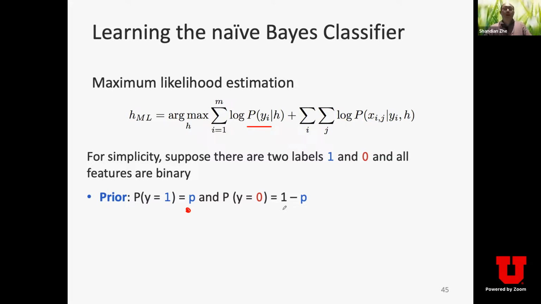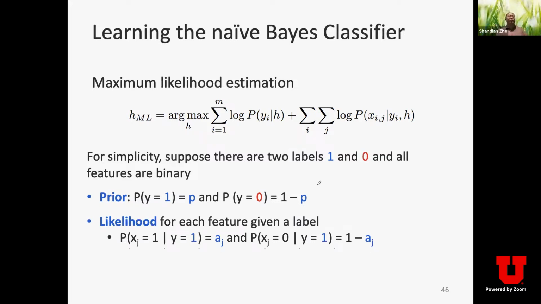Similarly, let us assume the feature is binary. That means given a particular value of the label yi, y is 1 or 0, then the feature's distribution is also Bernoulli. It's a very natural choice. That means we need to assign a parameter which we denote by aj. So aj is the probability that, given y is 1, xj is 1. Then given y is 1, xj is 0 is just 1 minus aj.